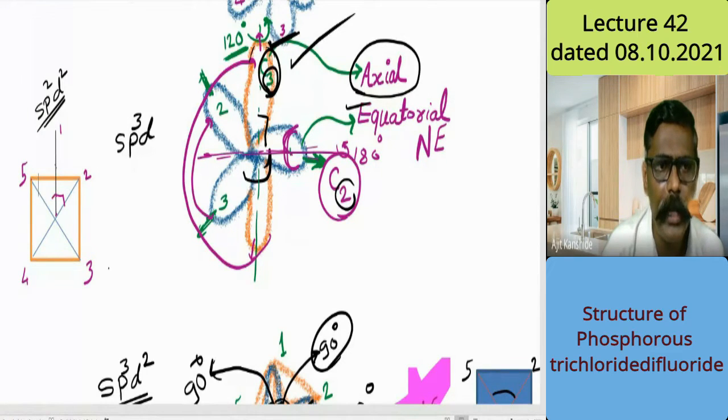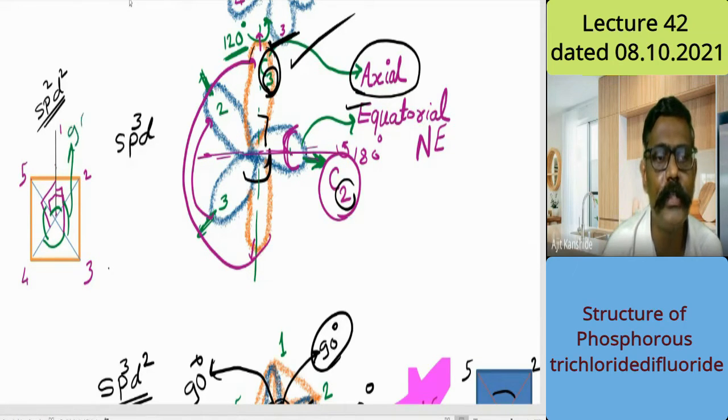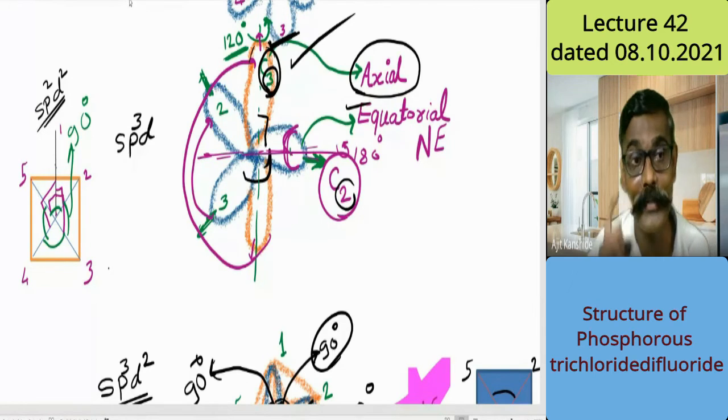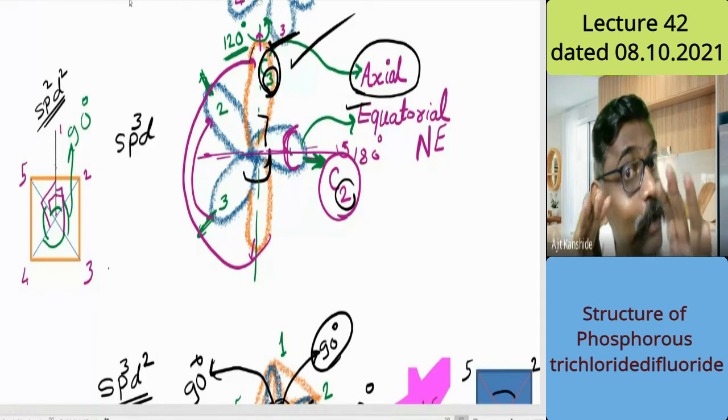Position number 1 and position number 5 is 90 degree. Position number 1 and position number 4 is 90 degree. Position number 1 and position number 3 is 90 degree. By the way, the angle between 2, 3, 2, 5, 5, 4, 4, 3, everywhere the angular separation is 90 degree. You are right. But only angle is not our criteria.